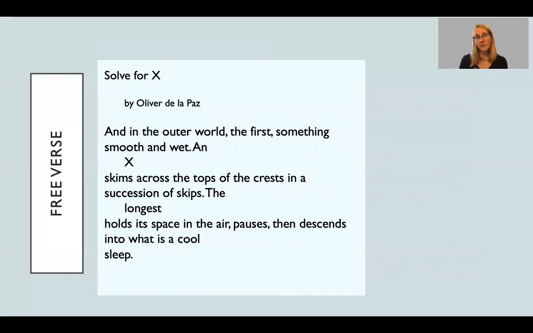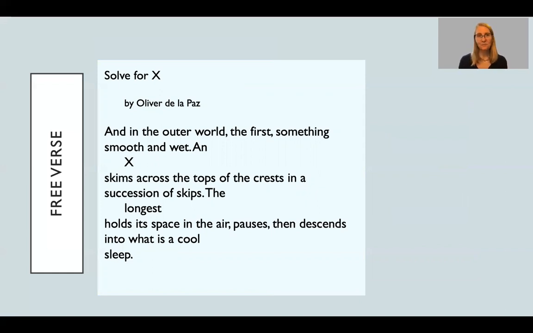This next poem is also a free verse poem, and I'd like to read through it and then talk about what we are hearing here. So this is Solve for X by Oliver de la Paz. He is a contemporary poet, and you can follow him on social media and engage with him.